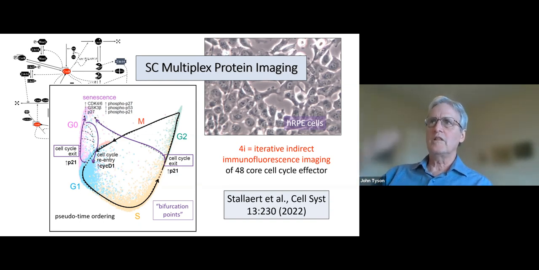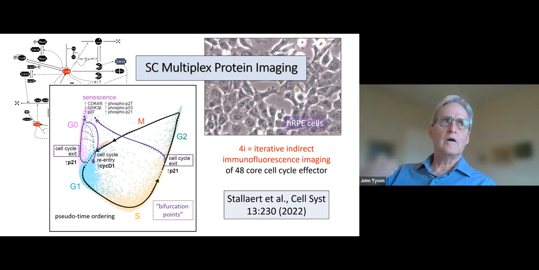But I'm sure that these exit points are controlled by a decision process that's controlled by an underlying bistable switch. And the exit point in G1 has to be a reversible toggle switch, whereas the exit point in G2 is probably a one-way switch like a fuse. But that has to be worked out.